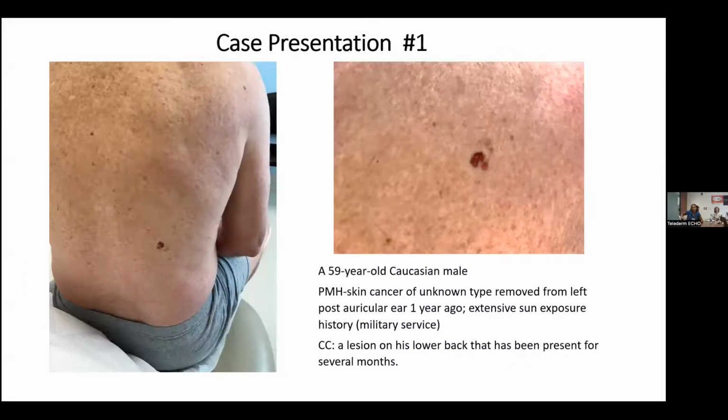So this patient, we recently saw him in our clinic. He was seen by Dr. Potter. He's a 59-year-old Caucasian male with a past medical history of skin cancer of unknown type, and it was removed from his left postauricular ear 1 year ago. He has extensive sun exposure history. So he came in with a complaint of a lesion on his lower back. He said it has been there for several months.